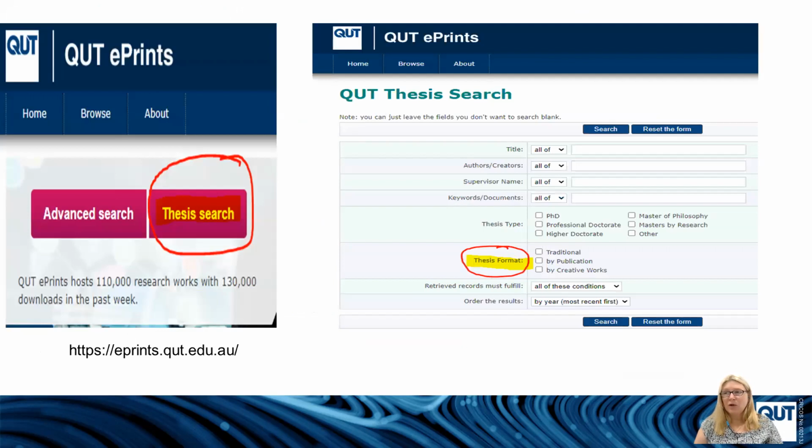And you may not know, but QUT ePrints is a really good resource to find exemplar theses. You should jump in there and you can choose the format. So choose what you're doing and you can put in some keywords similar to your own and see what you can find. It is a really good way of looking at another thesis and seeing how they've structured it and what they've done. It doesn't mean you have to do exactly that, but it'll give you some good ideas.